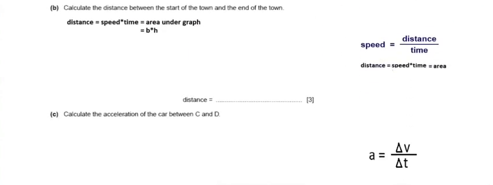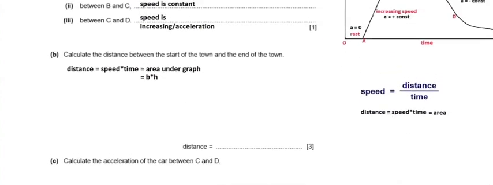So here we can write down the base of the rectangle as 24, and the height as about 13. If you calculate this, 24 multiplied by 13 comes out to be 312 meters. So that is the distance between the start and the end of the turn. It is 312 meters.